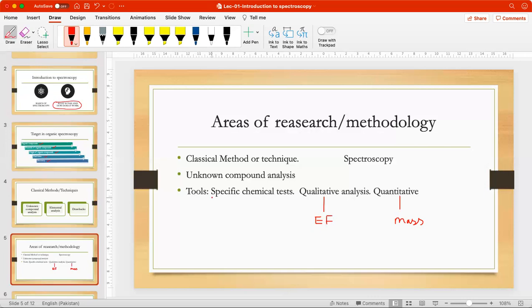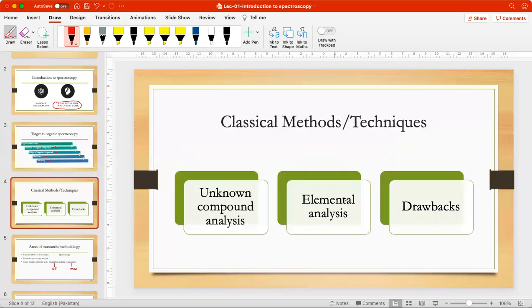लेकिन ये process was actually time consuming, and we actually used the tool in the classical methods or technique, and that tool was specific chemical reaction. ये हमारा tool होता था। इसके ड्रॉबैक्स थे बहुत ज्यादा। Time consumption was too high, accuracy was not up to the required standard, very uncomfortable, wastage, high wastage, and not cost effective.